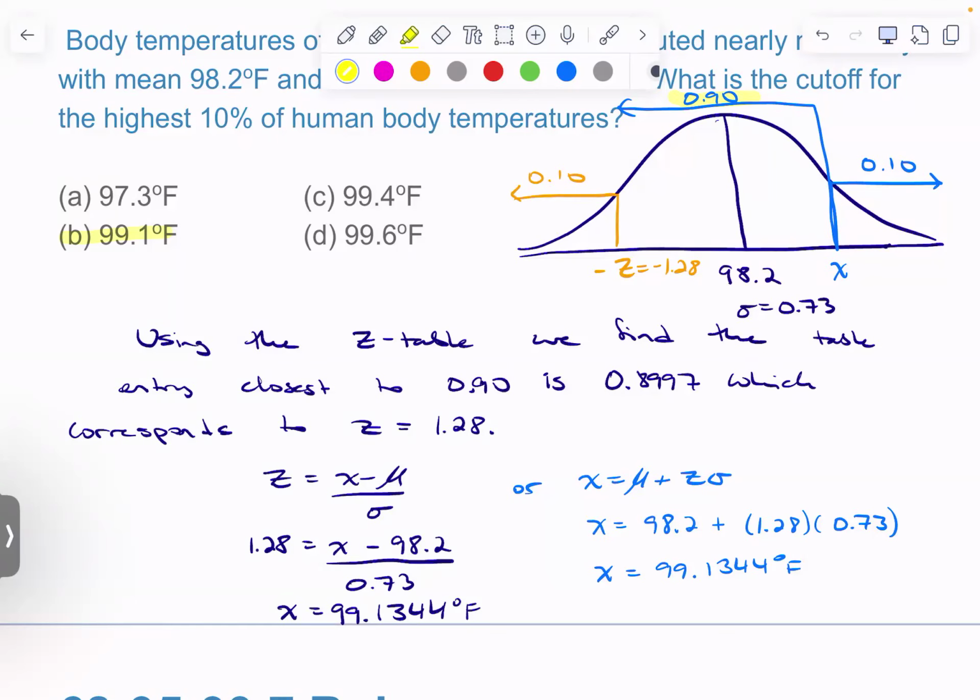Yes. So you can find probabilities, or you can be given a probability and have to find the cutoff. Right? Moving back and forth. Nice. Okay, good. Any questions about that one?